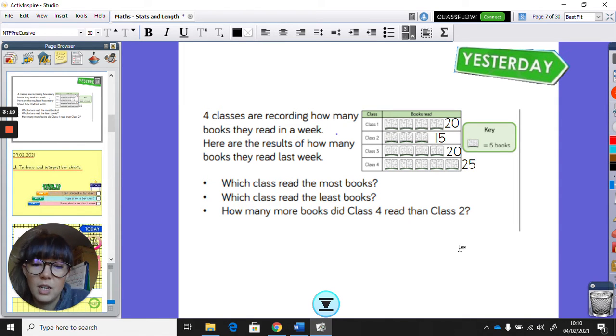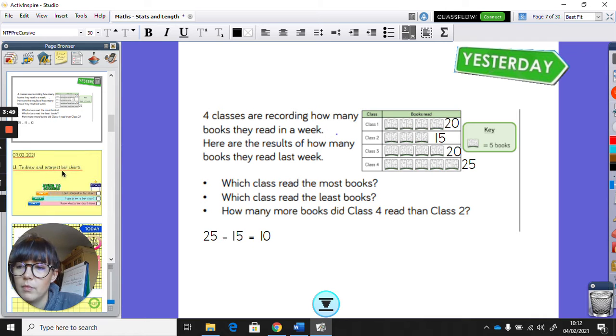But for the next question, it really helps to have counted up all of the books. How many more books did class 4 read than class 2? Class 4 read 25 books, and we want to find the difference between how many class 4 read and how many class 2 read. Class 2 read 15 books. What is 25 take away 15? It is 10. So therefore, 10 is our answer. Right, let's move on to today's learning.